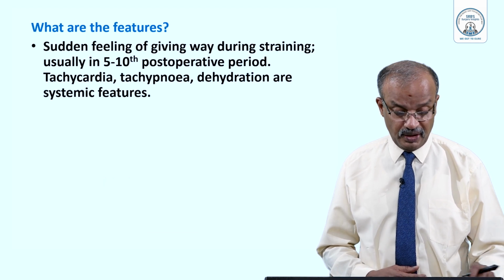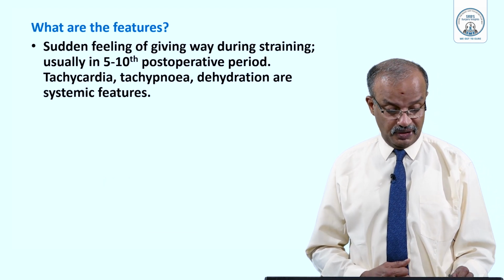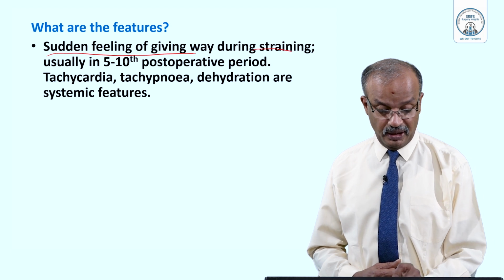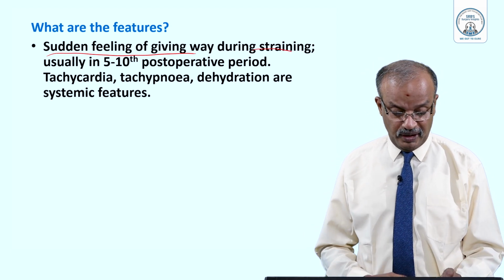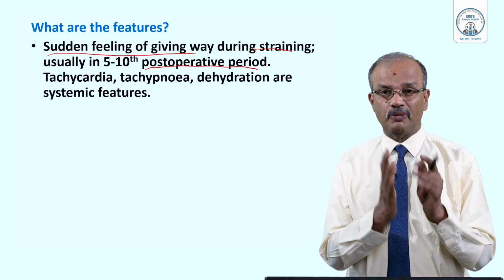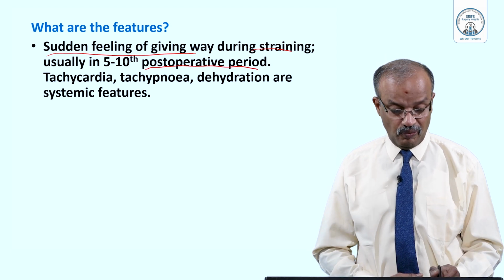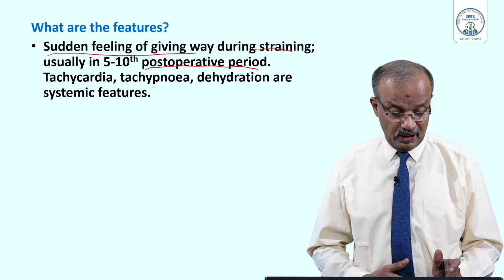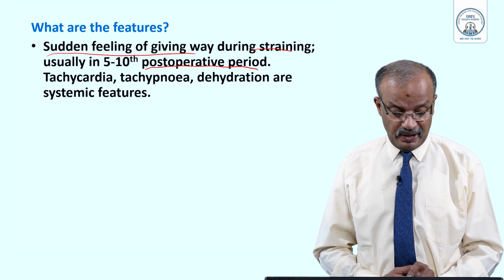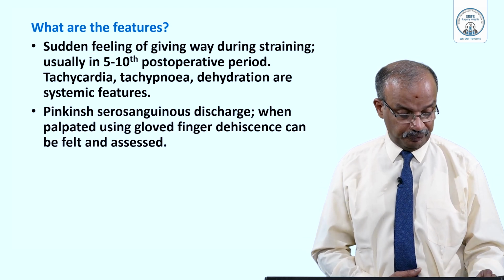So what are the features? A sudden feeling of giving way. That's the most important thing. It gives way during straining or while coughing, and then it comes out. Usually it occurs in the 5 to 10 day postoperative period, typically the 7th or 10th day after laparotomy. Sometimes abdominal content will come out as such. Tachycardia, tachypnea, and dehydration are the systemic features.